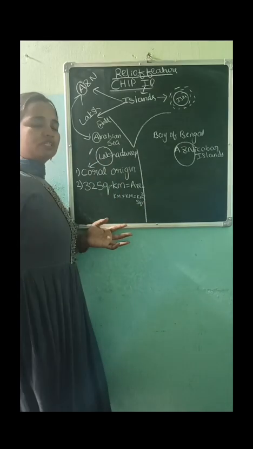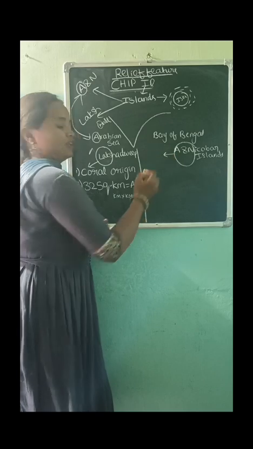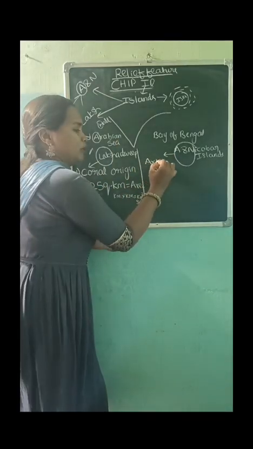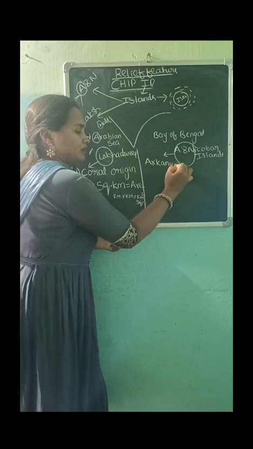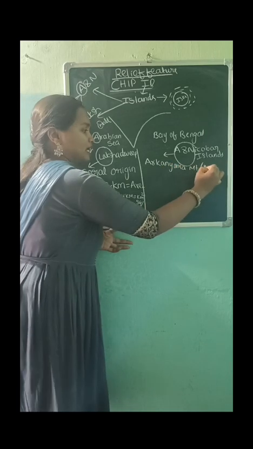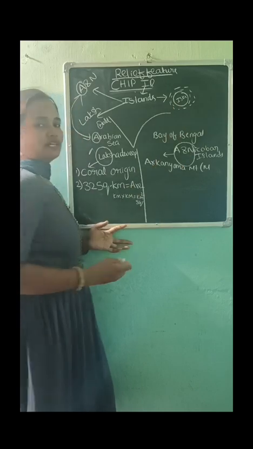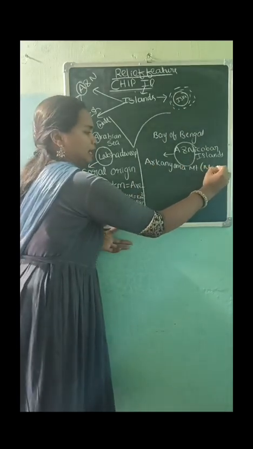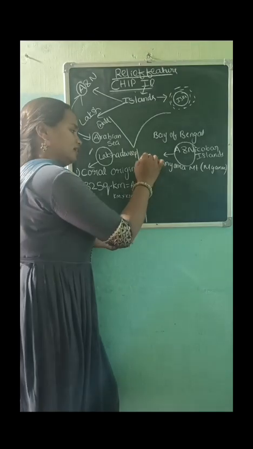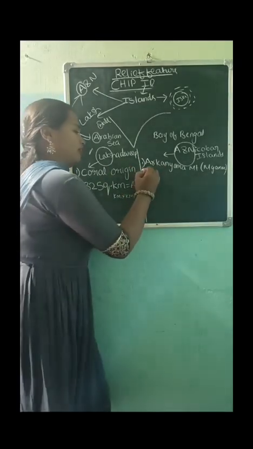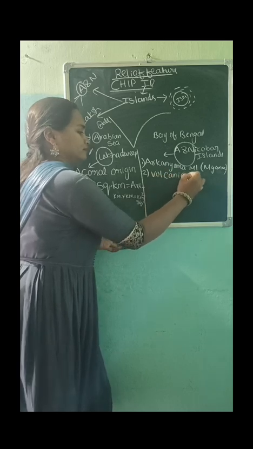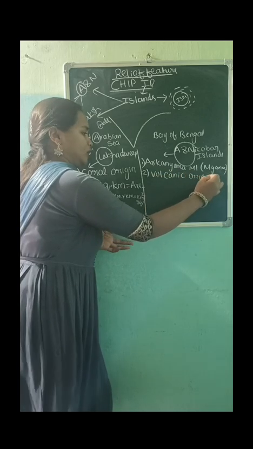Now, let me tell you about Andaman and Nicobar. First of all, they are on the Arakan Yoma mountain range. Arakan Yoma mountains of Myanmar, which is on the right side of India. Myanmar, earlier, was called Burma. Okay. Next, second point, they are of volcanic origin.